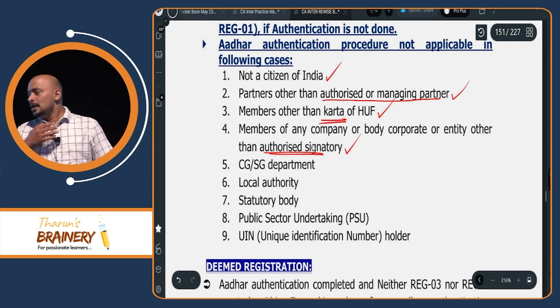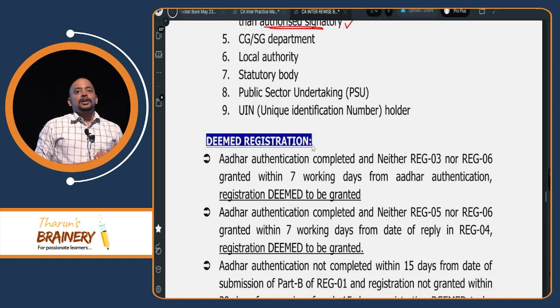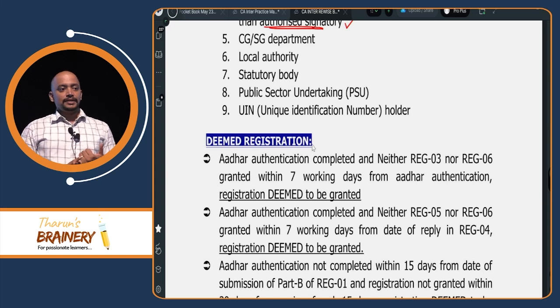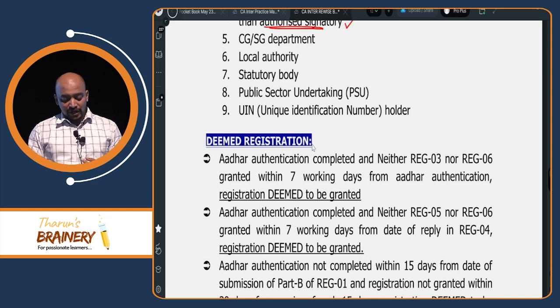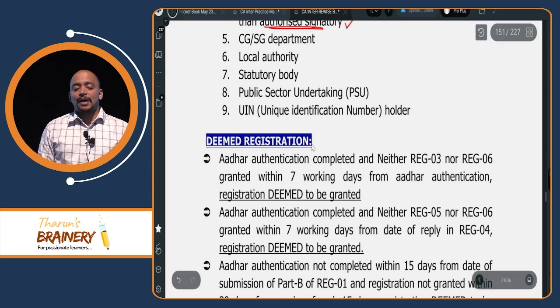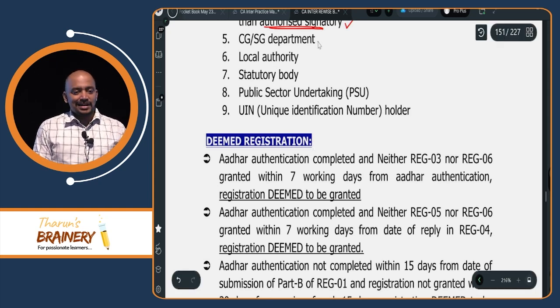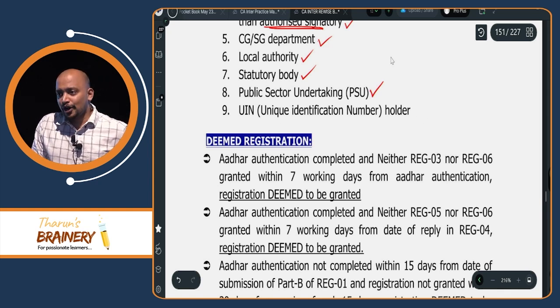Okay? First 4 points, tell me. Not a citizen of India. Partners other than managing or authorized partner. Members other than Karta of a HUF. Members other than authorized signatory of any other person. Then next is government and its entities: Central government, state government department, local authority, statutory body, public sector undertaking. So these are all part of government only. So they are not required to undergo authentication.